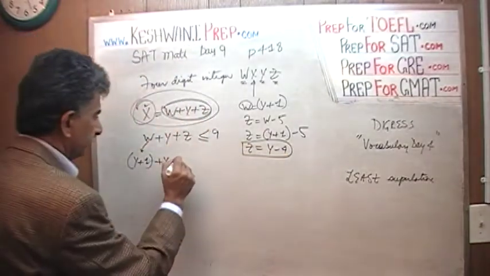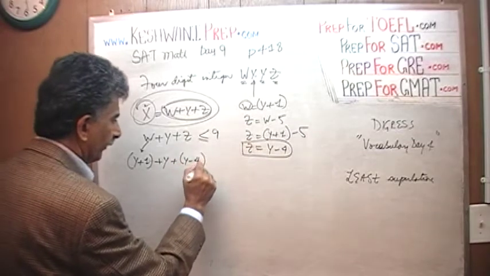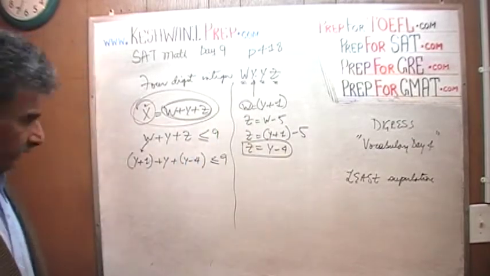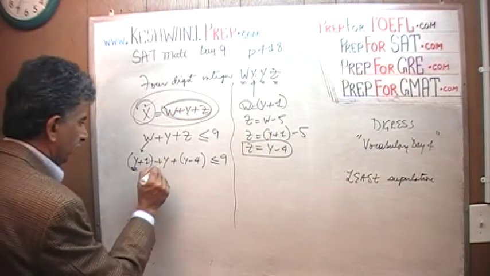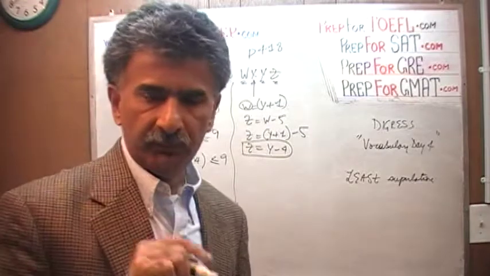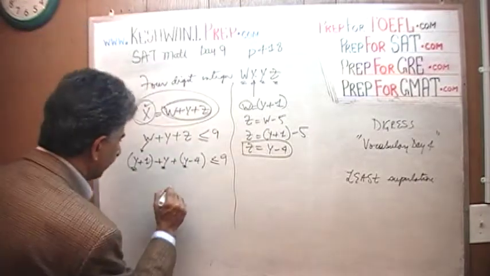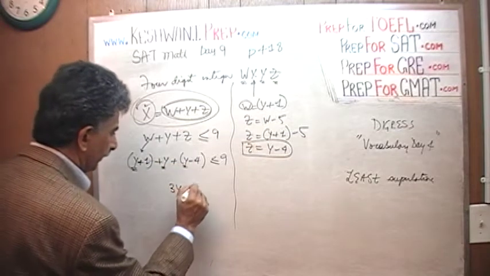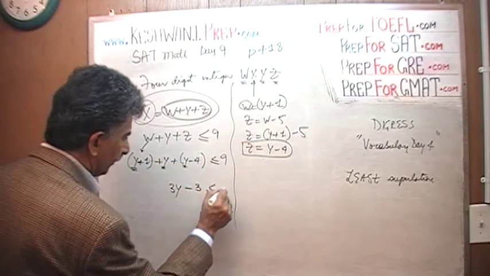We're going to put that in here: y minus 4. And all of this has to be less than or equal to 9. Okay, let's simplify it. We have a y here, a y here, a y here, which was the whole point, to get everything in one variable. So we have 3 y's, a positive 1 and a negative 4 will give us negative 3, less than or equal to 9.